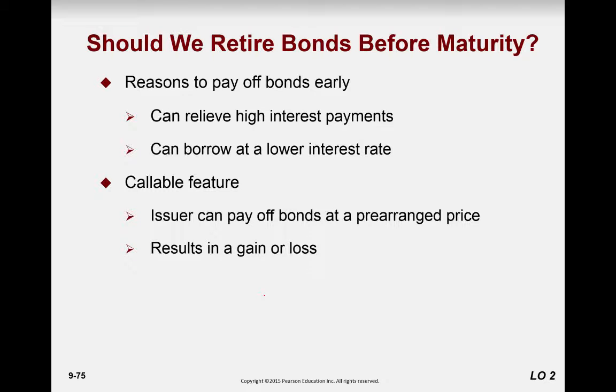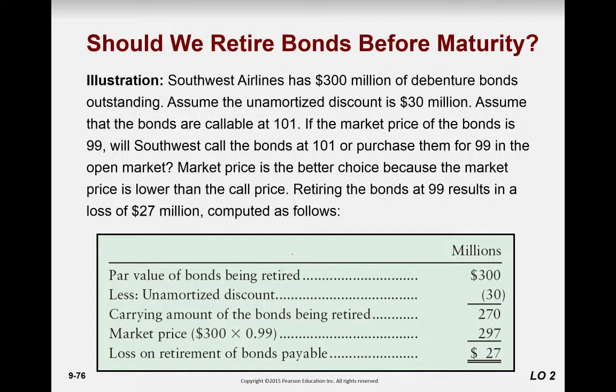And then when should you retire your bonds before maturity? Well, if you can relieve any interest payments, or if you can get a lower rate, then you would do that. A callable bond is basically where the issuer of the bond can pay off the bond at a prearranged price. So it doesn't matter, they can just go ahead and liquidate it on their own. And here we see an illustration of such.